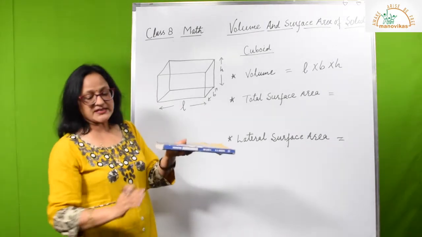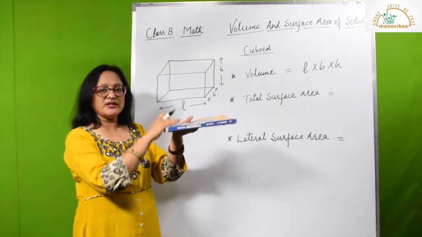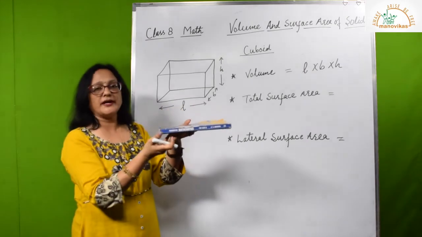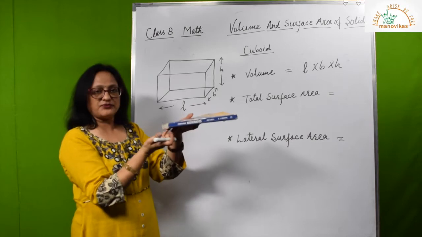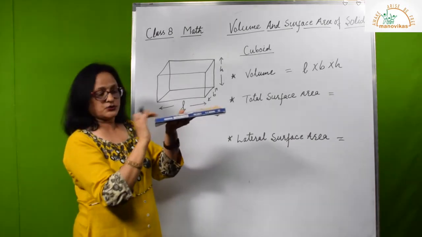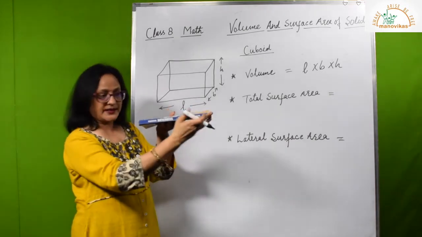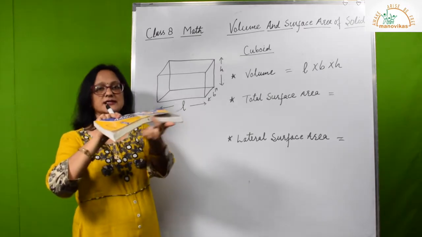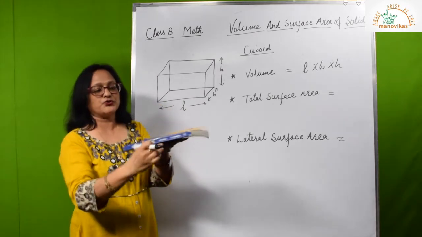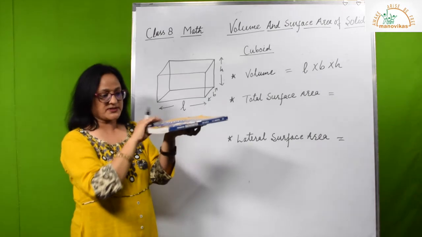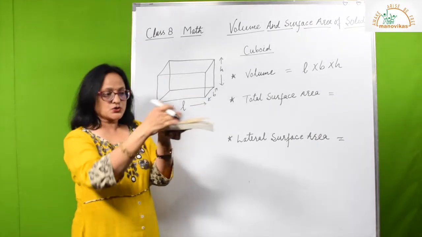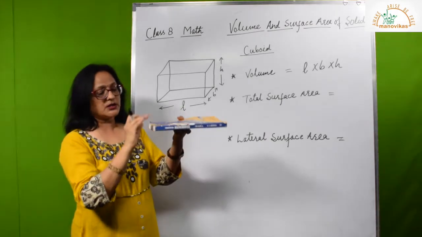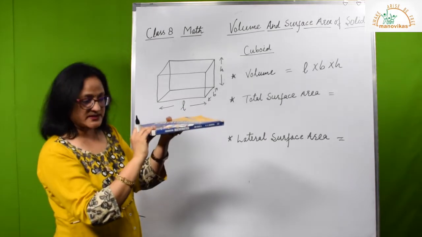Total surface area means, first you understand how many faces this cuboid has. First face, the top; second face, its bottom. Then one face this side and a similar face opposite to it, so two faces, that makes four faces. Now one face is this one and another face is this one. So altogether, if you count, a cuboid has 6 faces.